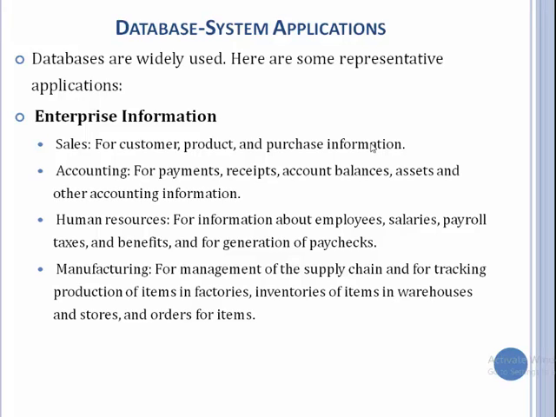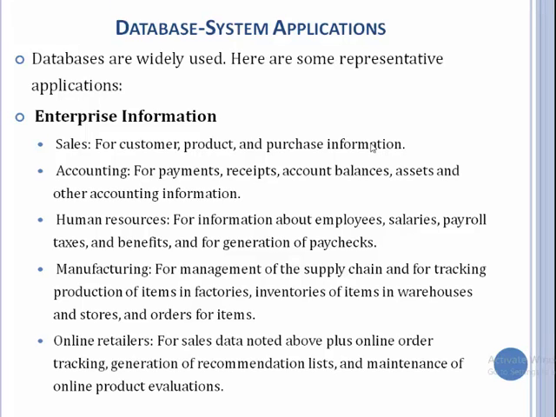And we can add one more database to the enterprise information, like online retailers. Online retailers information may contain information about the online order tracking. And it may also contain the maintenance of online product information. So all these departments can be grouped into one database that can be called as an enterprise information.